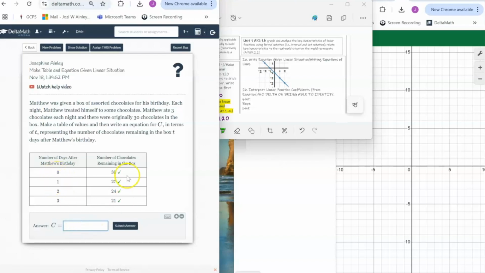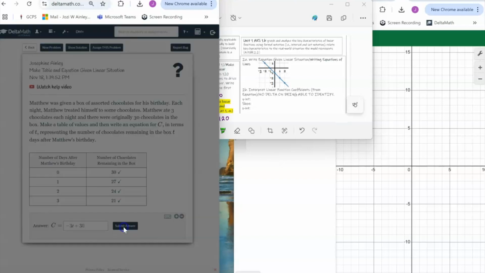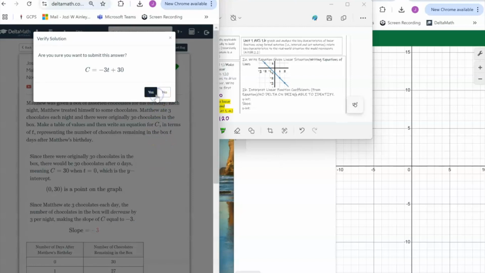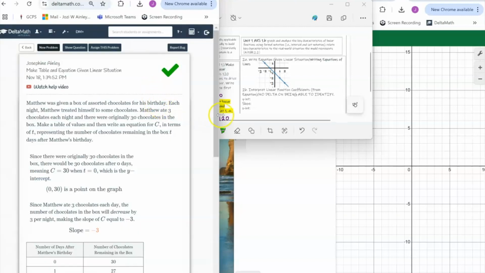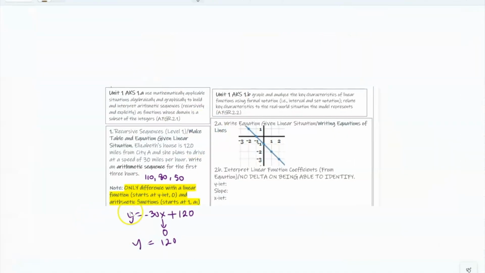So right in my equation, what is my slope? I'm eating 3 every day, so it's going down, so minus 3. And what do they ask me to use in terms of t? And what did I start with? Plus 30. There's my linear function. Okay, so once again, the difference between a linear function and arithmetic sequence is that the linear function starts at 0 at the y-intercept, whereas arithmetic starts at 1, a1.